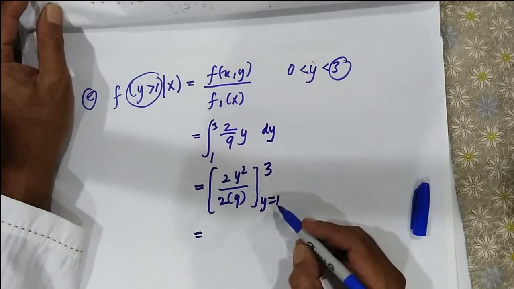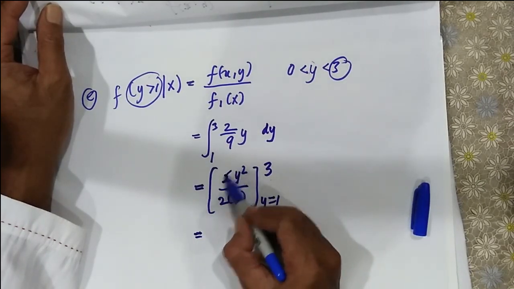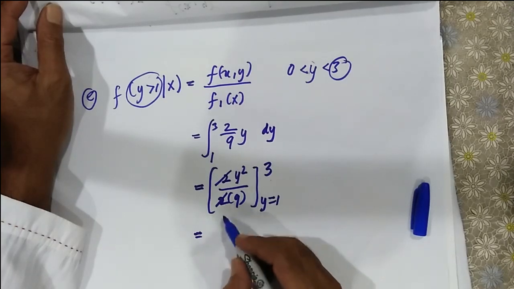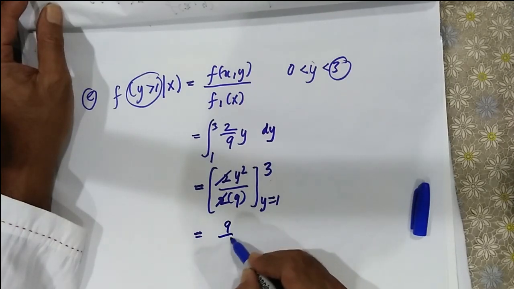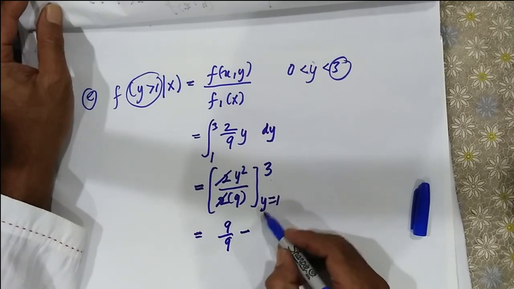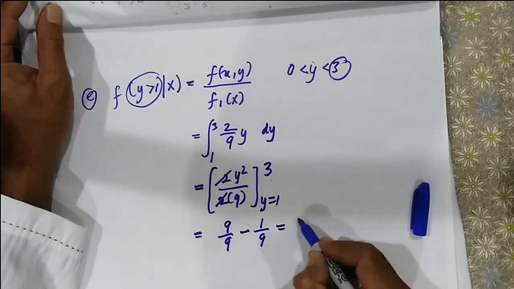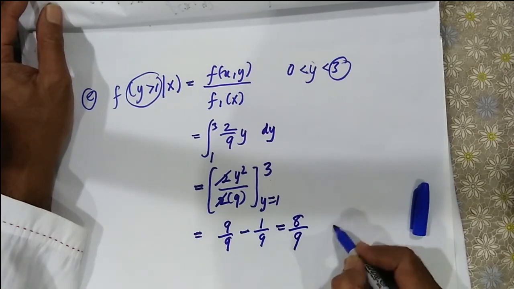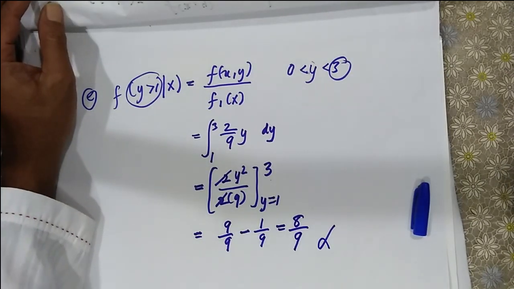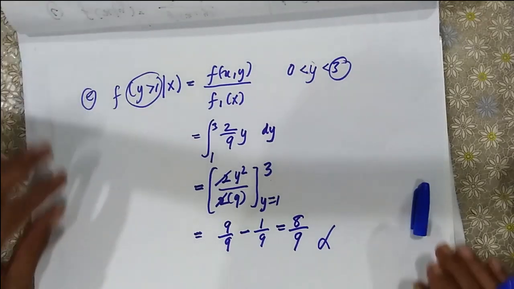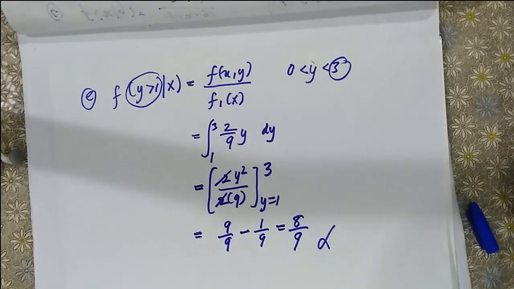So the 2 and 2 can be cancelled off. So I have 9 over 9 minus 1 over 9. This will give me the answer of 8 over 9. This is the answer for part E, y greater than 1 given x.